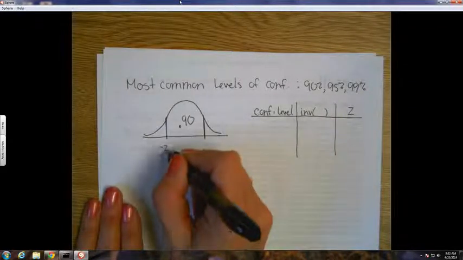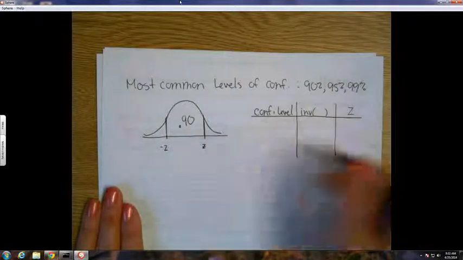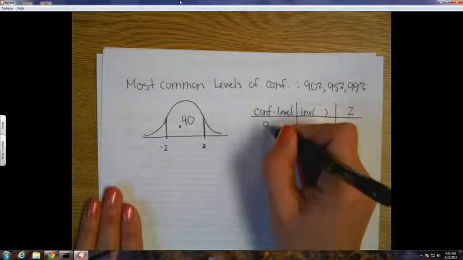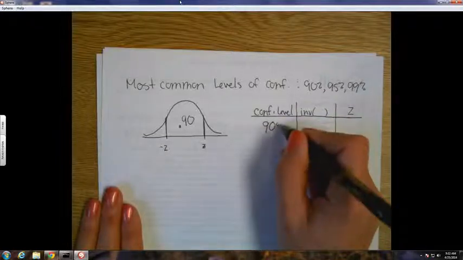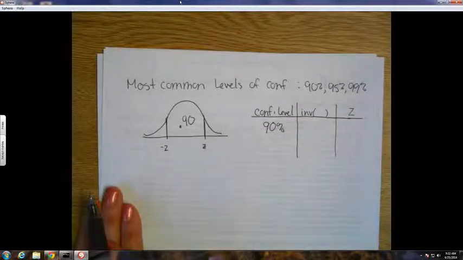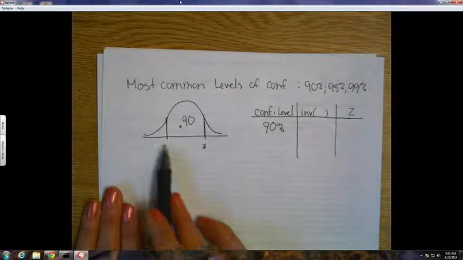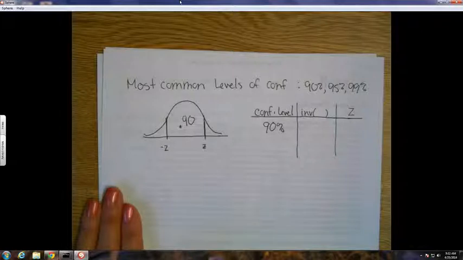Okay, but what we need are these z-scores. And we know that they're symmetrical, so we just use the positive one. This is a good review from yesterday. If I'm doing the 90% confidence level, how do I get, say, this negative z-score? What do I inv norm? I heard it, 0.05. I forgot to divide it in half.